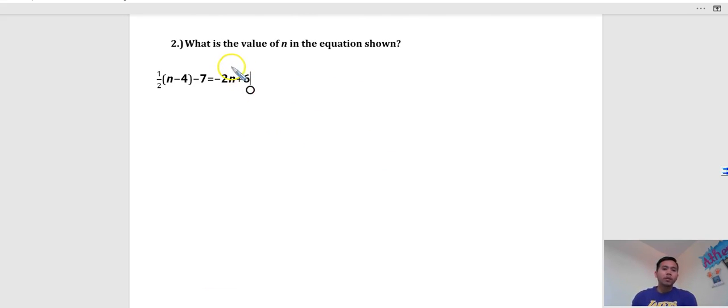We have here, what is the value of n in the equation shown? 1/2 the quantity n minus 4, minus 7 is equal to negative 2n plus 6. What is the first thing that we have to do here? Sometimes we really hate fractions in our equation. So the first question is, how am I going to remove the 1/2 in my equation?